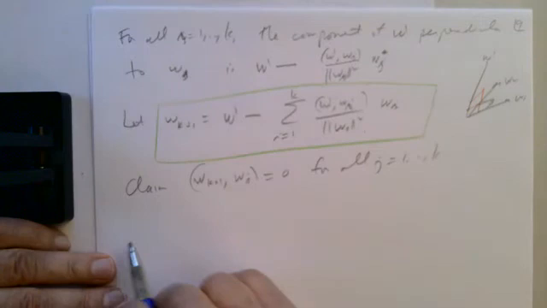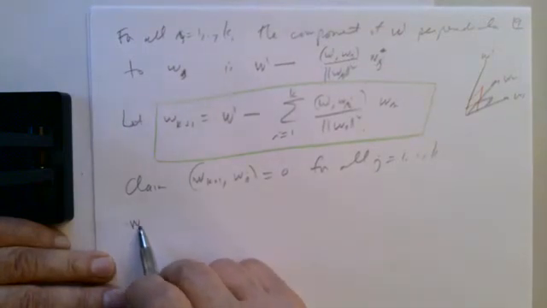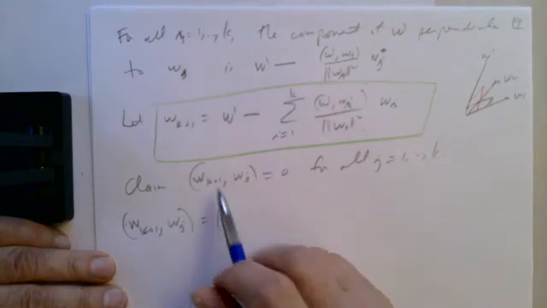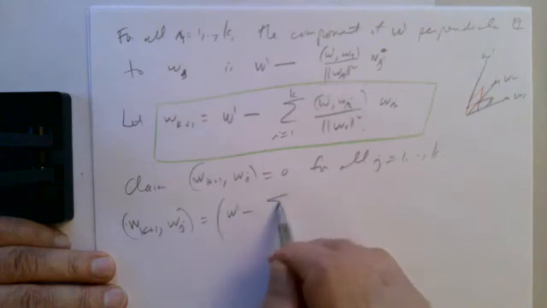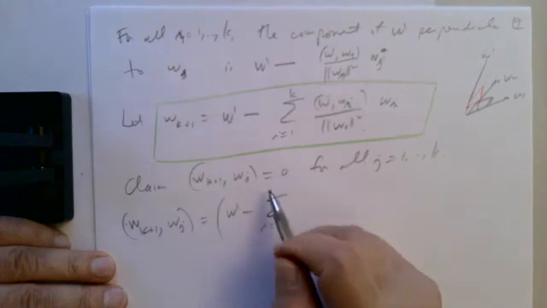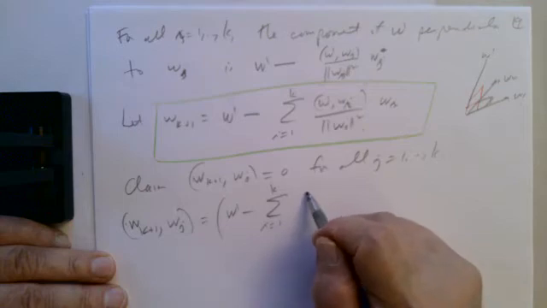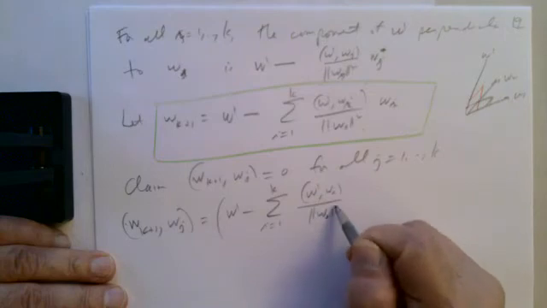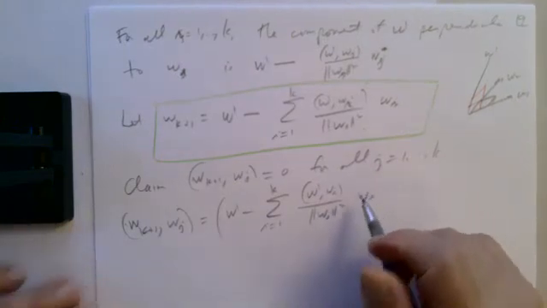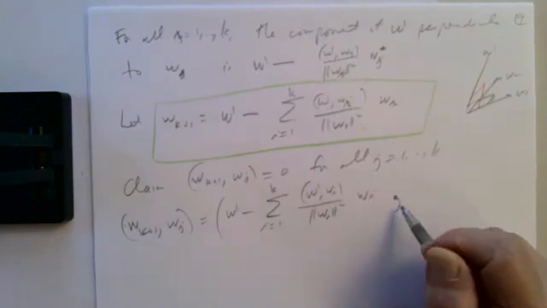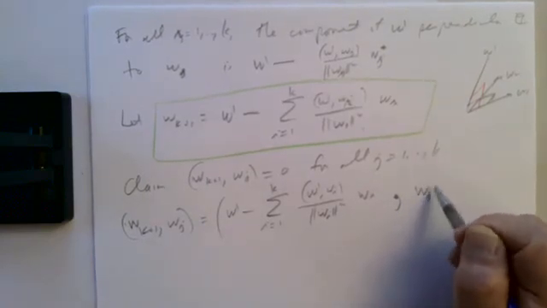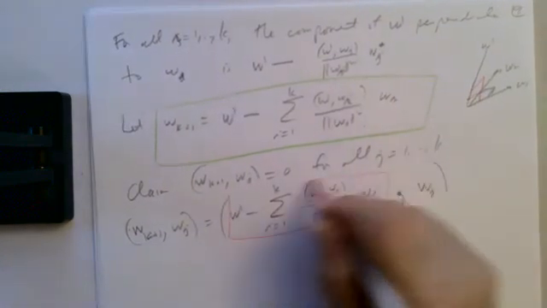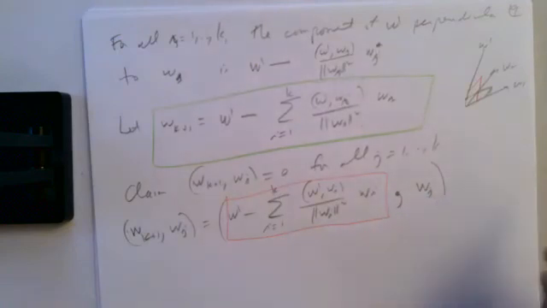So let's do this calculation. The inner product of Wk plus 1 and Wj. Wk plus 1 is W prime minus the sum, i goes from 1 up to k, of W prime Wi inner product over the length of Wi squared times the vector Wi. And we're taking the inner product of that with Wj. So this is one complicated looking vector, and this is my Wj.